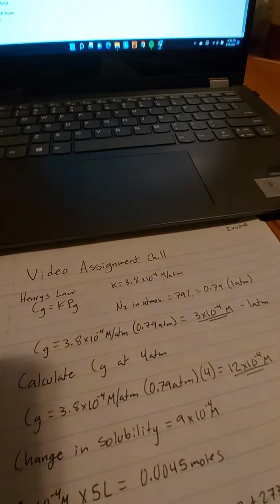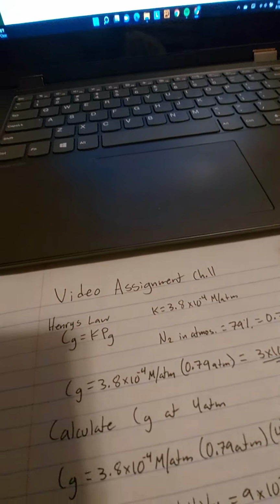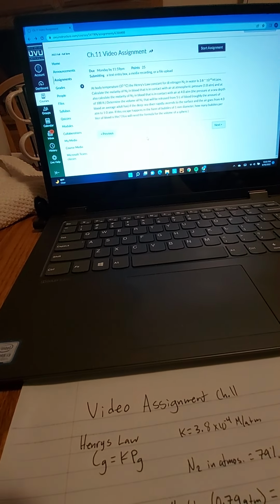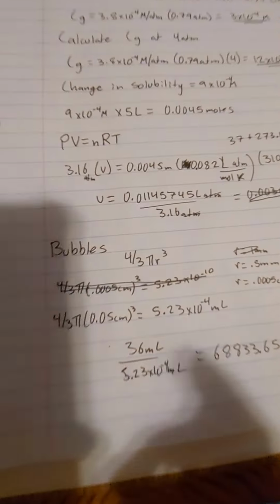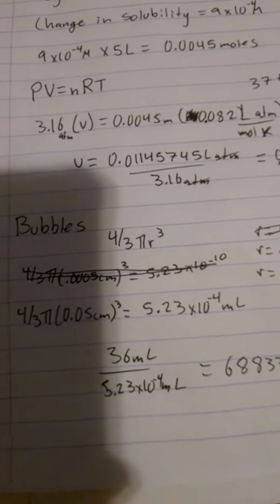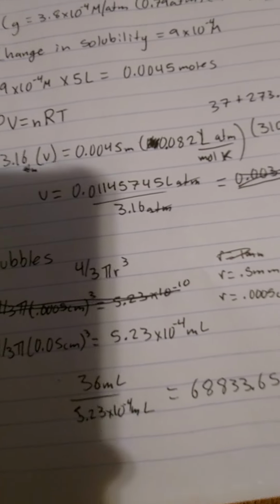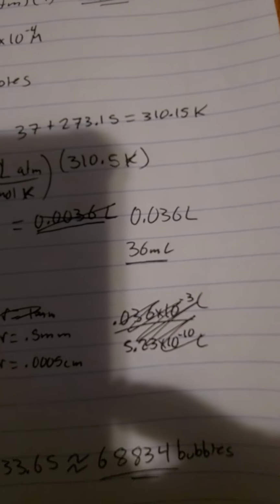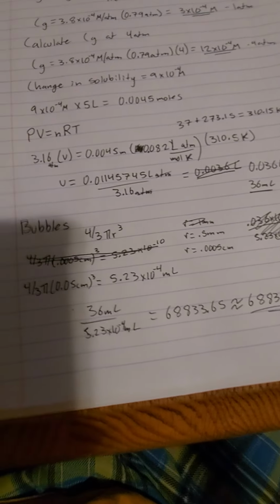The next question is how many bubbles, if this escape happens in the form of bubbles of 1 millimeter diameter, how many bubbles per liter of blood is this? So what we want to do is figure out the volume of a single bubble. Because if we figure out the volume of each individual bubble that'll form, we can just take the volume of nitrogen that escapes and divide it by that. And that'll give you the number of bubbles.